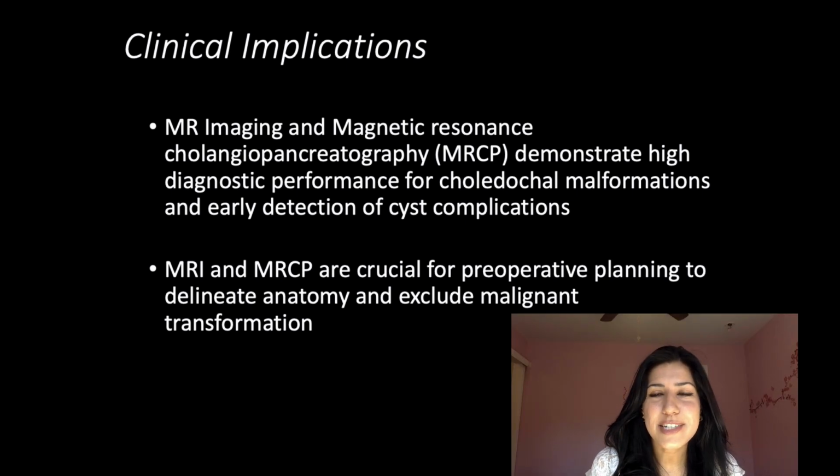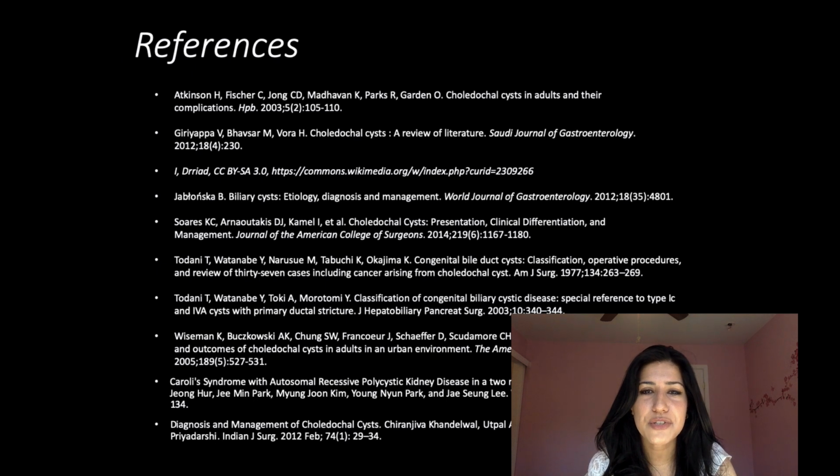So MR imaging and MRCP demonstrate high diagnostic performance for choledochal malformations and early detection of the cyst complications. MRI and MRCP are great and crucial for preoperative planning to delineate anatomy and to exclude malignant transformation.